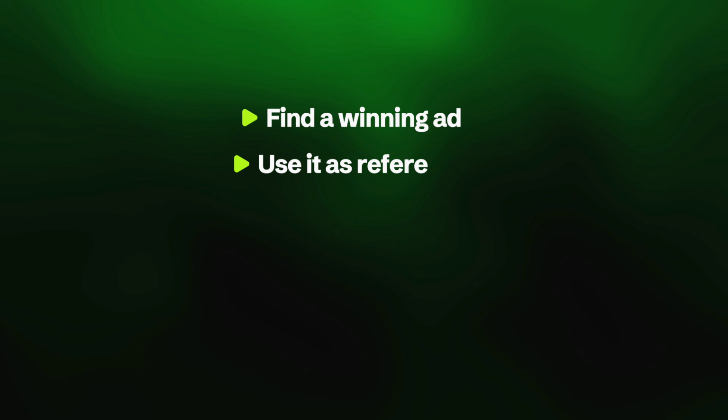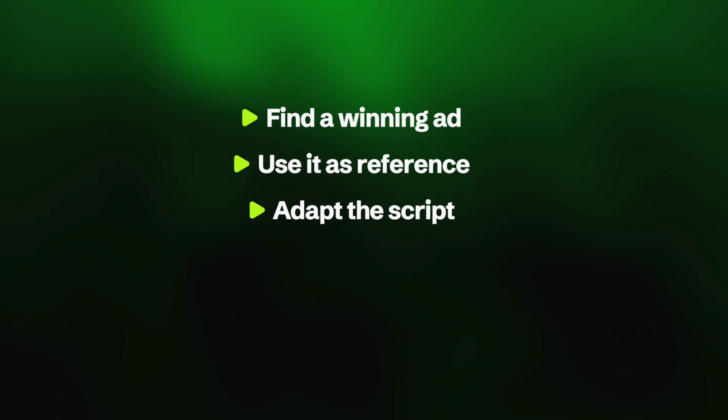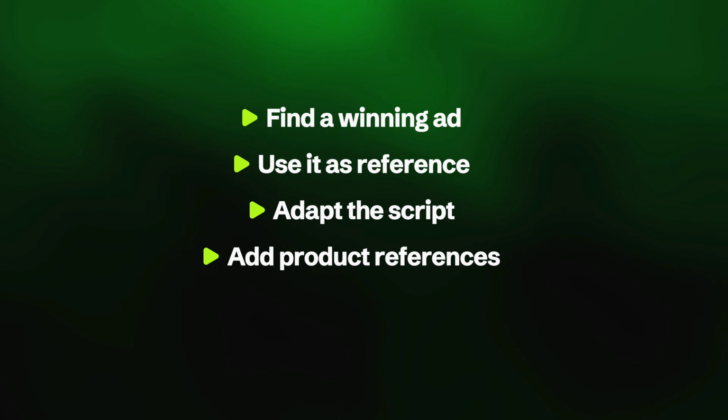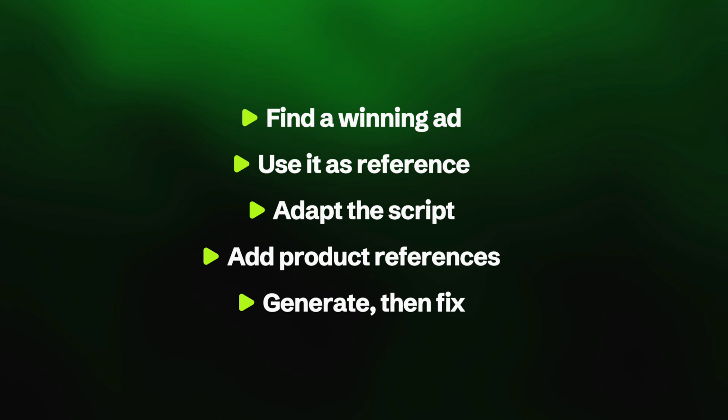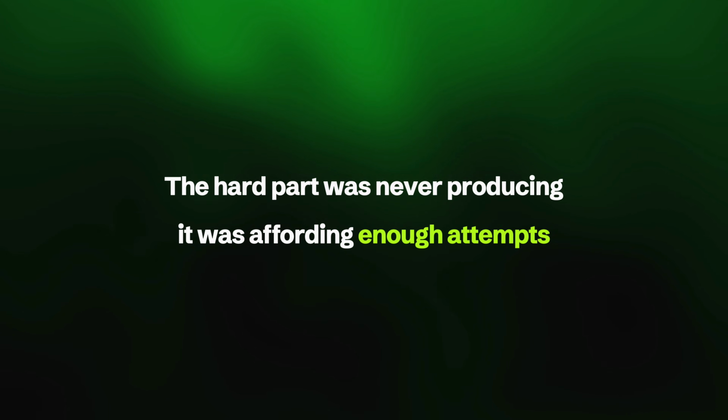Here's the workflow. Find the winning ad, use the original ad as your creative reference, adapt the script to your product, provide detailed product references, generate the new version, then fix and refine the shots that need improvement. Then run it again and generate a whole range of variations. You're turning one winning ad into a template you can reuse. The hard part was never producing the video, it was affording enough attempts to find the one that works. Do this over and over until you find the creative that really stands out.